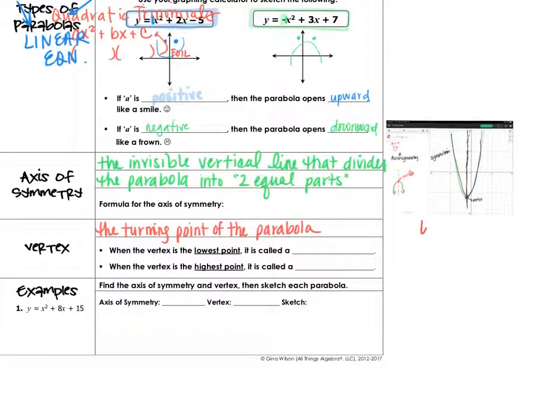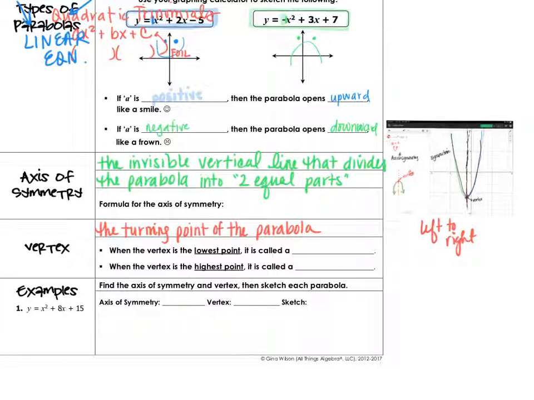And we do read graphs like we did with lines. We read graphs from left to right, okay? So if you start at the left part of this parabola, the parabola is decreasing to the vertex and then turns up and increases. If you're looking at a negative parabola, it starts increasing, hits the vertex, and then starts decreasing. So the vertex is that turning point, that high or low point.